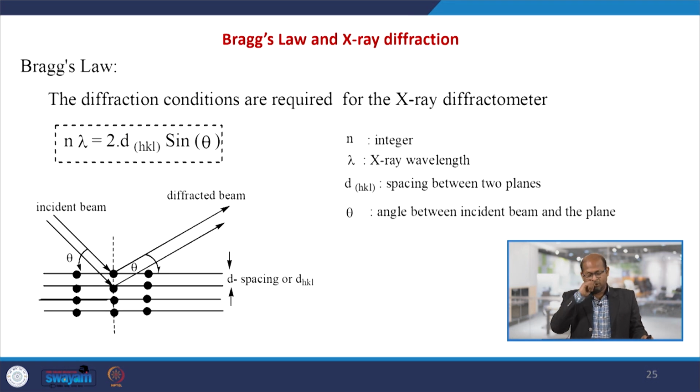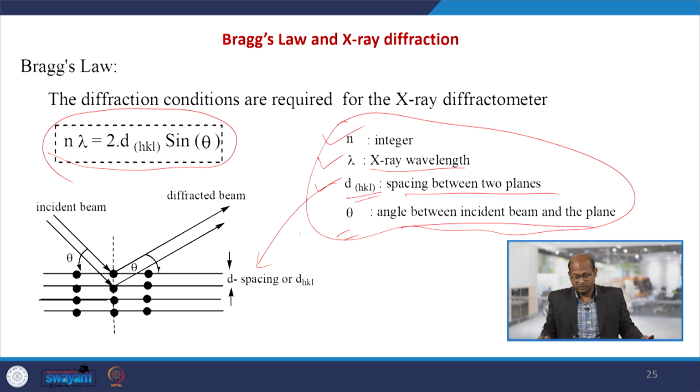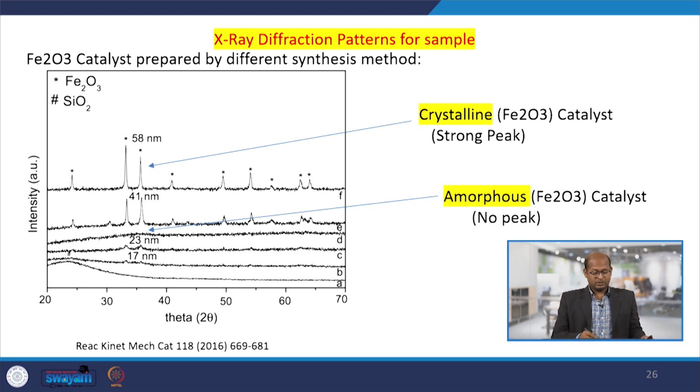Here I am not going to discuss the details of Bragg's law, that is, how the X-ray works. These equations one should know. So, this is an integer, this is the X-ray wavelength, this is the spacing between two planes, the d spacing, and h k l are the Miller indices, and theta is the angle between the incident beam and the planes. And see, here is one of the results that would come. That I am going to discuss.